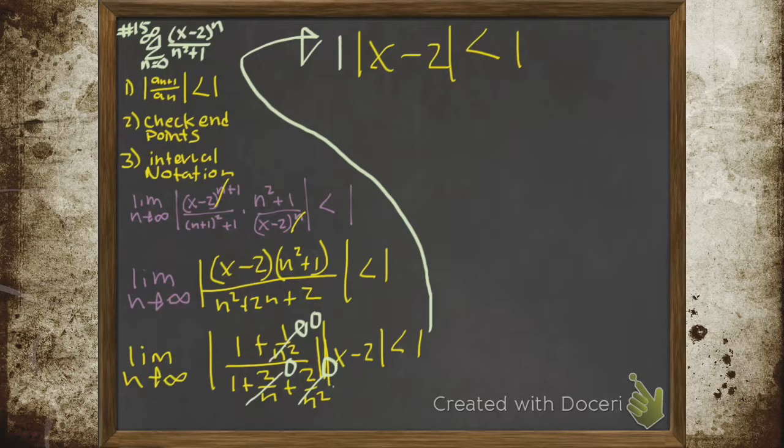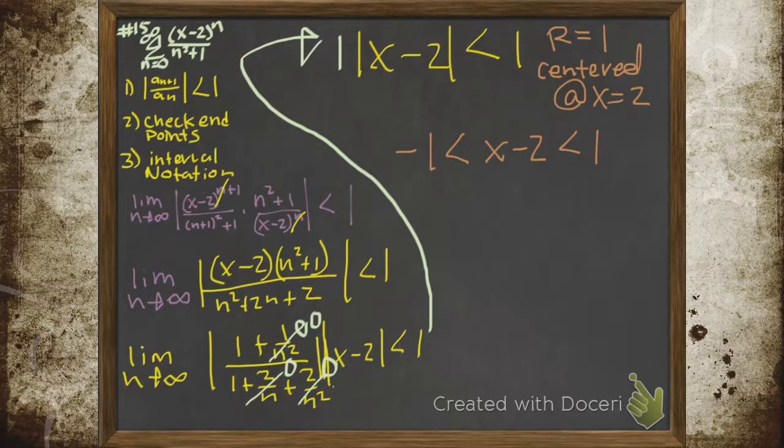This gives us a couple of important pieces of information. It tells us our radius and our center. The thing that it's less than is our radius of convergence. The thing that x is minus, that's our center. We solve that absolute value inequality, and we find x is bigger than 1 and smaller than 3.